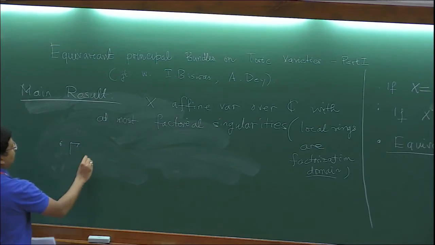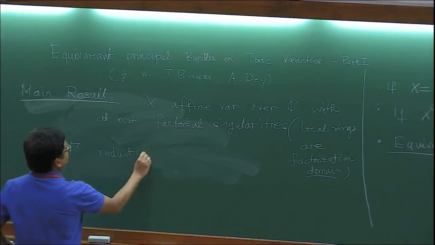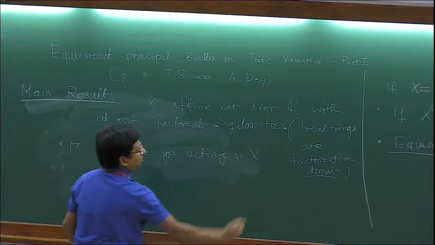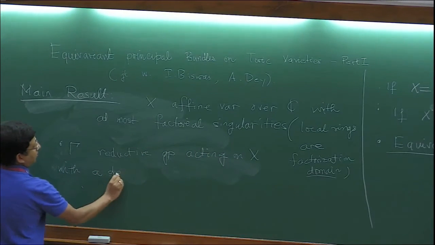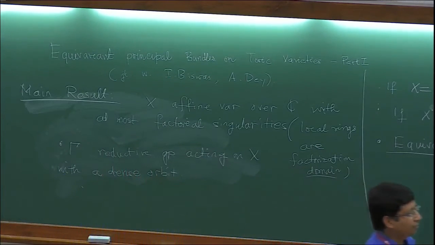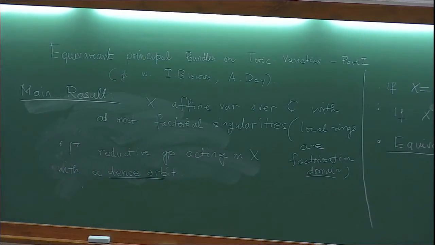Gamma is a reductive group, as I said earlier, acting on X with a dense orbit. So you see, this then means that the quotient of X by gamma is zero-dimensional. So this assumption is our key assumption. And then there are more assumptions on the action.